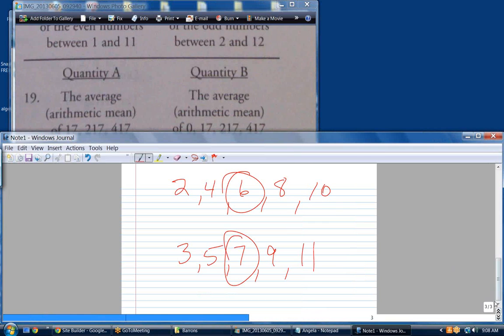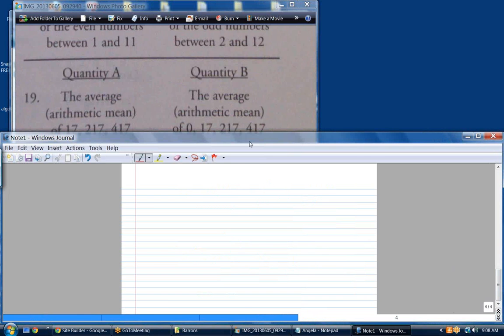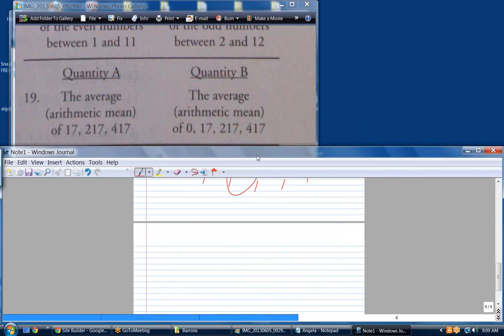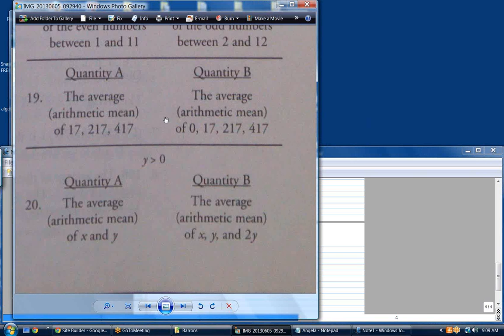Okay, quantity B would be bigger. Correct. 19. Oops, hold on. And I'm going to say quantity A would be bigger. Okay. Because the 0 can merely bring it down. Right.